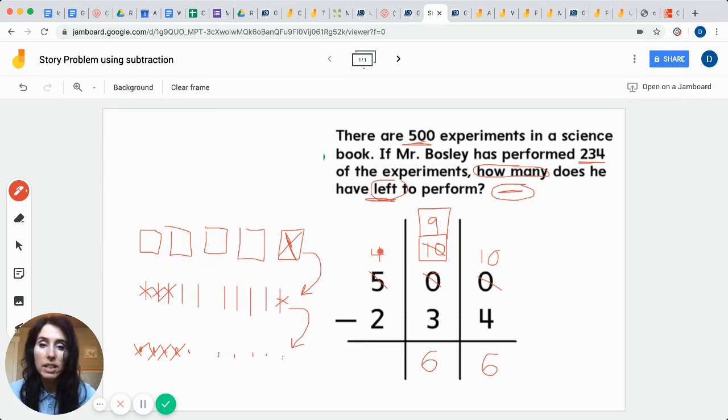Okay, the last thing is I have 4 flats. I need to take away 2. 1, 2. So how many's left over? Well, 4 take away 2 is 2. And the final answer is 266 cubes. Nice job.